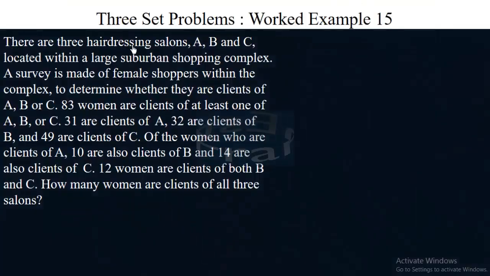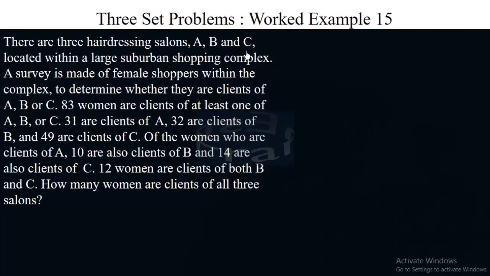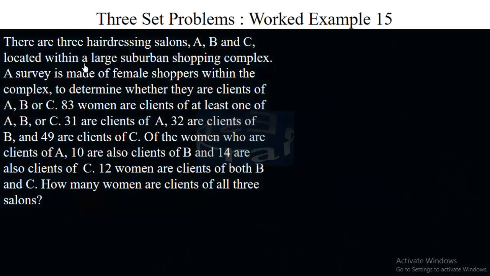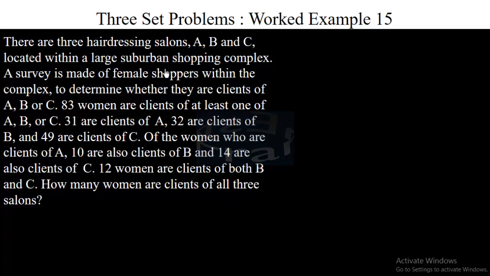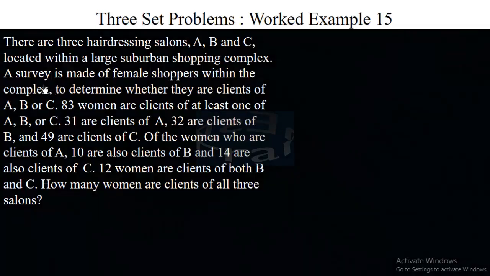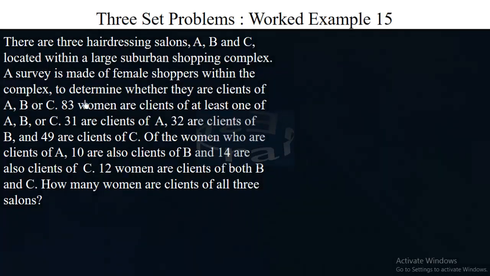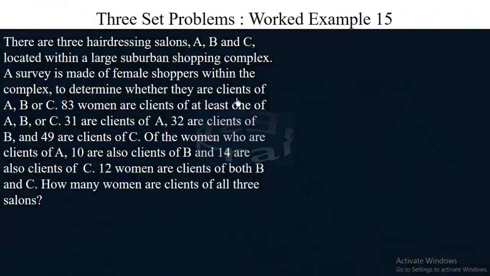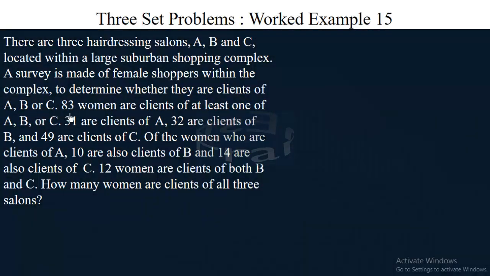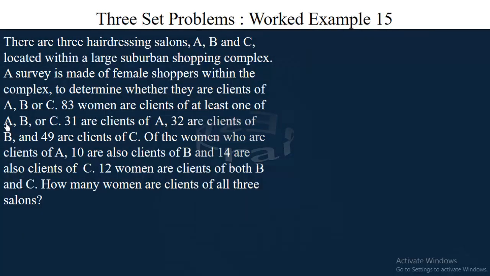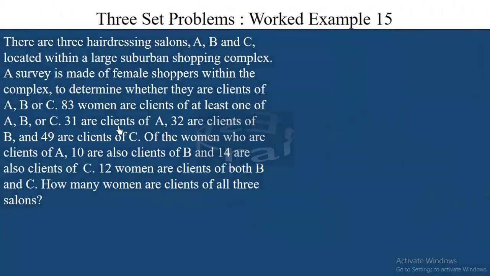There are 3 hairdressing salons, A, B, and C, located within a large suburban shopping complex. A survey is made of female shoppers within the complex to determine whether they are clients of A, B, or C. 83 women are clients of at least one of A, B, or C. And 31 are clients of A, 32 are clients of B, and 49 are clients of C.